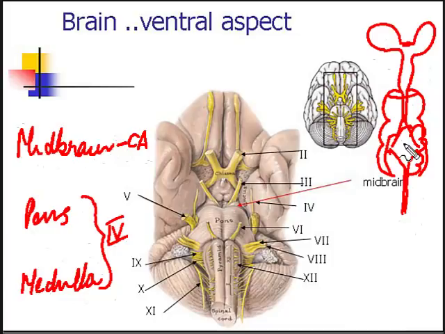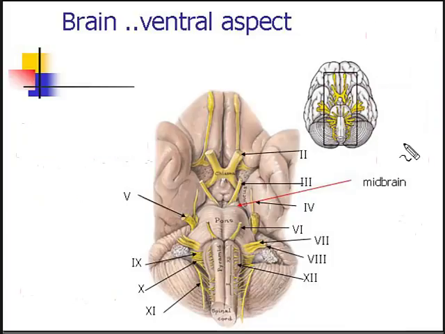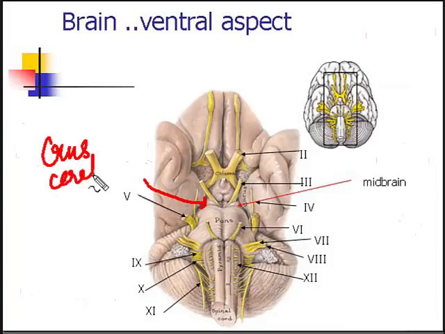So now let's look at what we see in the ventral aspect of the brain. We are not able to see the entire midbrain. We are only able to see a small part, which I've shown you by the arrow. This part is known as the crus cerebri. So on the ventral aspect, we only see the crus cerebri of the midbrain.